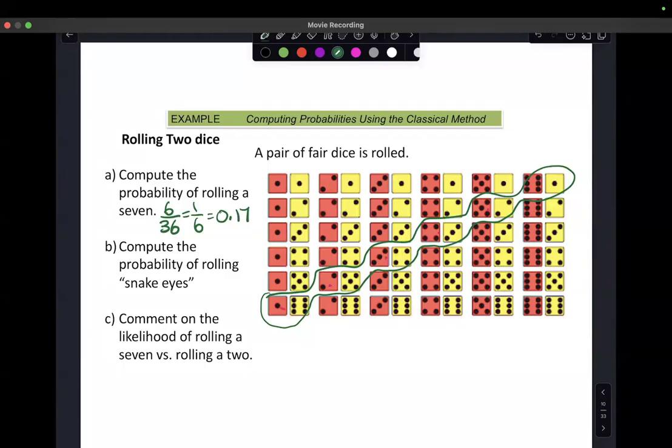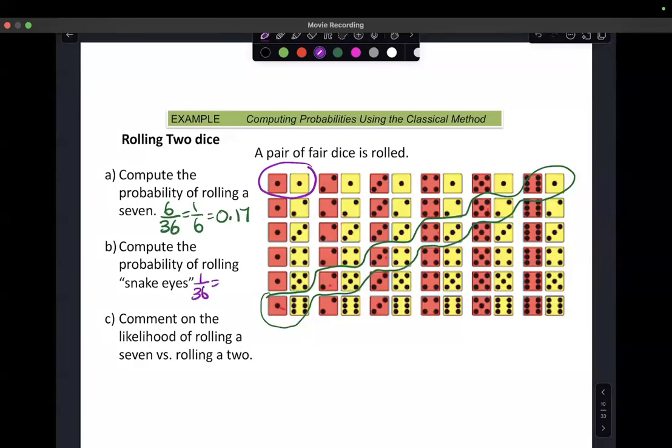Now we want to know snake eyes. I've had students in the past not know what snake eyes are, which is weird to me, but I'm also an old fogey, so I know things that people don't talk about anymore. So snake eyes is just rolling a 2. It's just rolling double ones, so it's rolling a 2. So it's 1 out of 36.